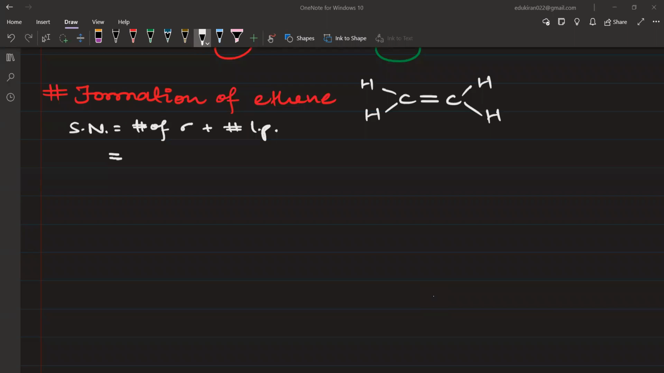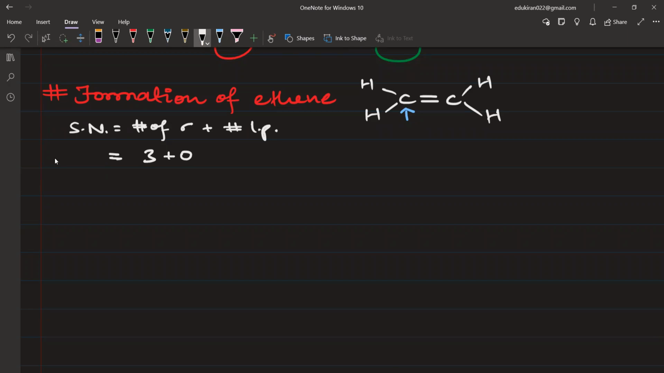Five. How many sigma bonds? Yeah, tell me, Devangi. For this carbon, tell me, for one carbon. How many sigma bonds? You were taught about sigma bonds, and you forgot. Send the answer in chat. 3 sigma bonds, yeah. And 0 lone pairs, right?